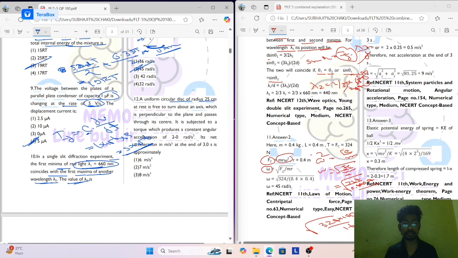A uniform circular disc of radius 25 centimeter is raised to free turn, which is perpendicular to the plane of.